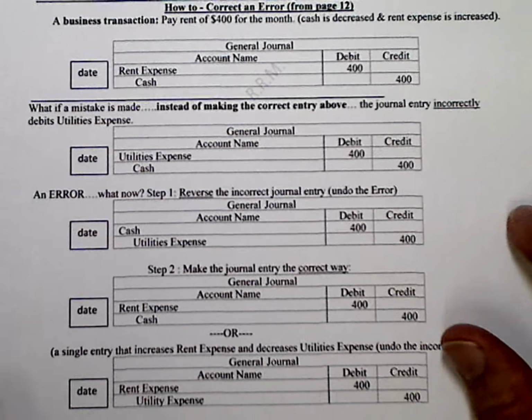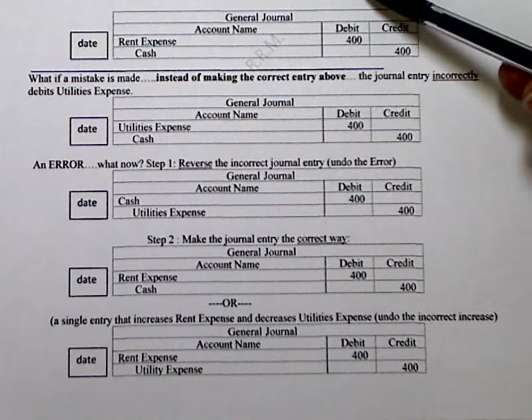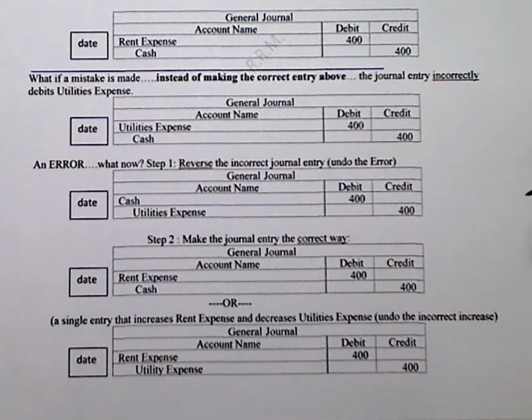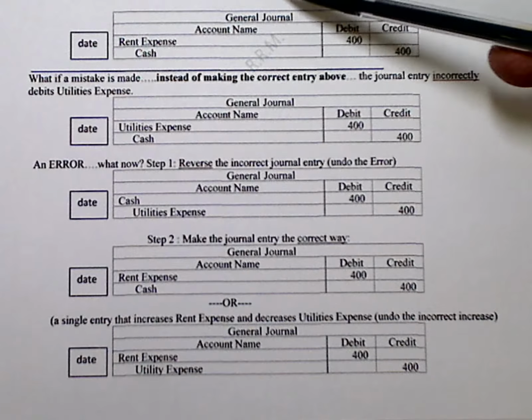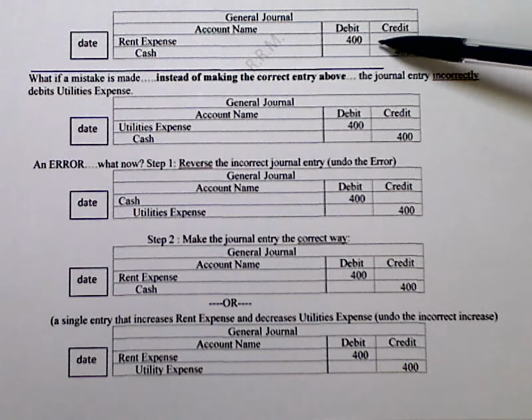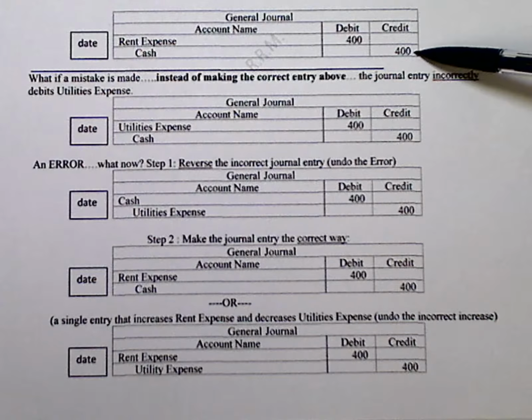Now, this is sort of leftover from earlier in the chapter. What about errors? Errors happen. Accountants make errors. What happens is you've got to correct it. And in this case, here's a transaction. Here's a case where rent was paid for $400. And this is what should have happened. Rent expense up, cash down.